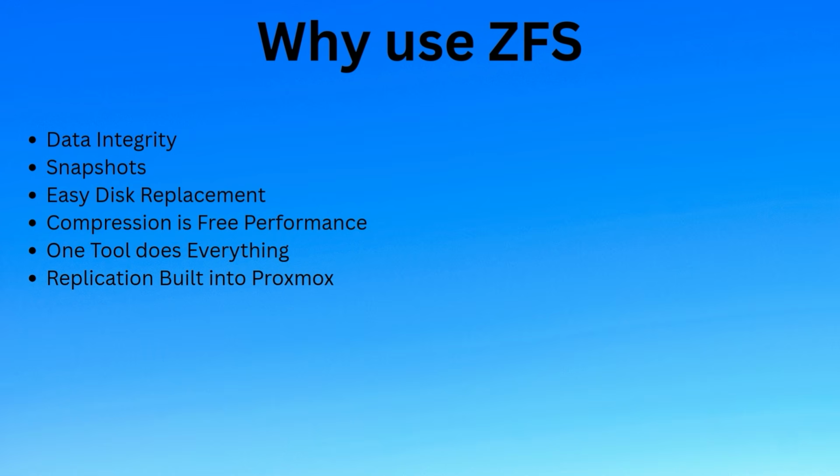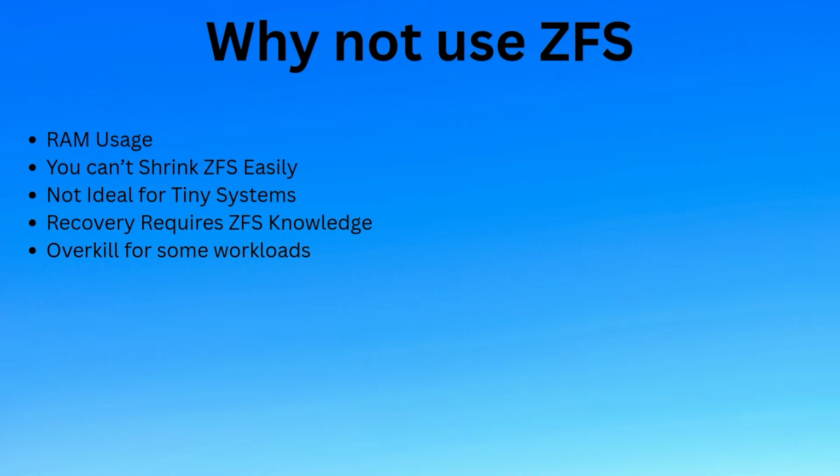And also with ZFS, one tool just does everything. It can handle RAID, disk, file system, volume, snapshot, and replication, and we've seen all of this in action. Now, in terms of cons, the biggest one is going to be RAM usage. Usually you want 1 GB per 1 TB of storage. ARC, which is the cache, it just loves memory.